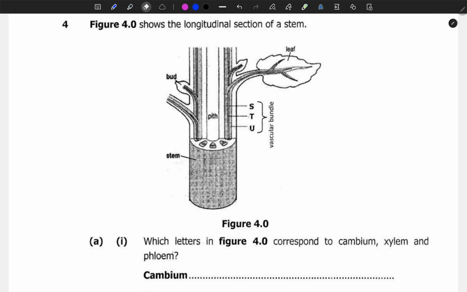So we move on to our third question. Figure 4.0 shows the longitudinal section of a stem. Hope you can zoom in and see where these letters are pointing. We have a vascular system with 3 letters S, T and U. Then we have a pith, we have the bud, we have the stem in general.